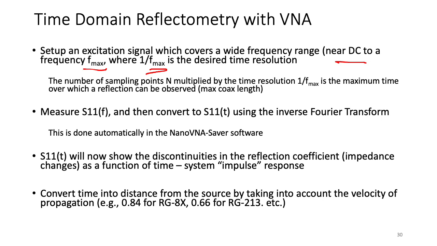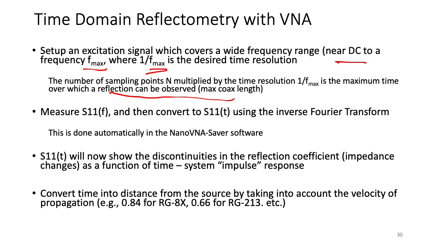The number of sampling points, n, gives me the maximum amount of time that I can look at that reflection over. So for example, if I have 1,000 data points and my resolution is 1 nanosecond, then I'm going to have 1 microsecond of time window, 1,000 times 1 nanosecond.